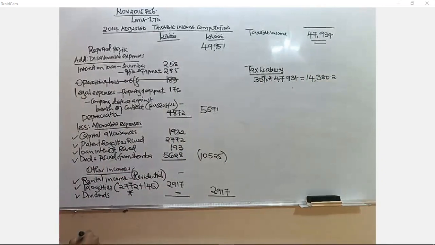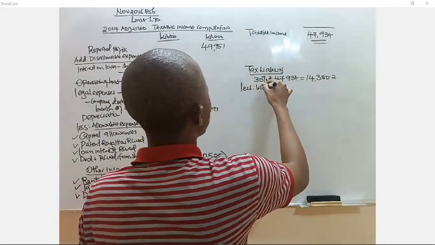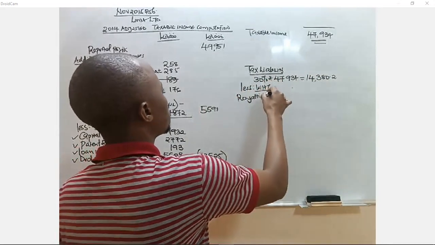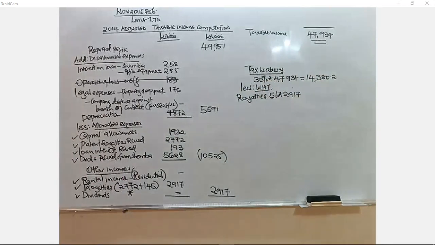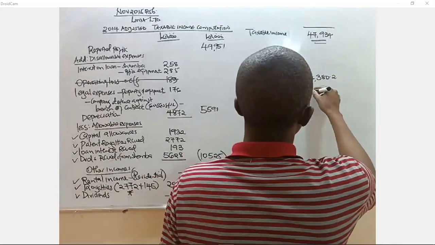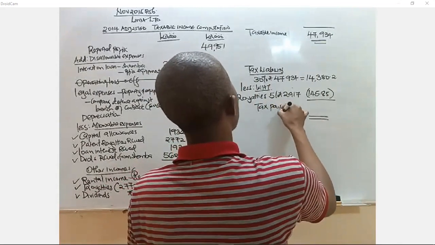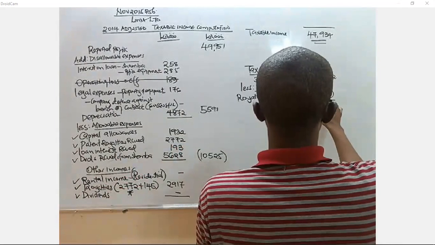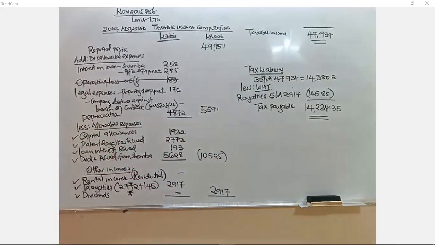Remember, I told you for royalties, the withholding tax at the rate of 5% is not final. So here I come with less withholding tax relief. This one will be for royalties. It will be 5% of 2917, right? 2917 times 0.05. I'm getting 145.85. So the tax payable is how much? It will be 14,380.2 minus the answer. Getting 14,234.35. Any question?